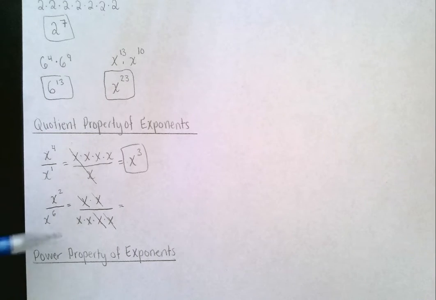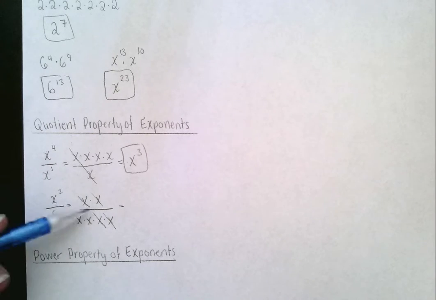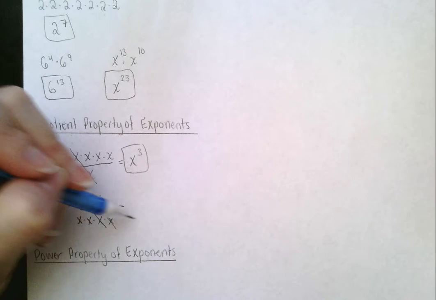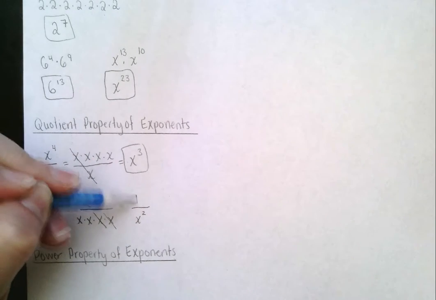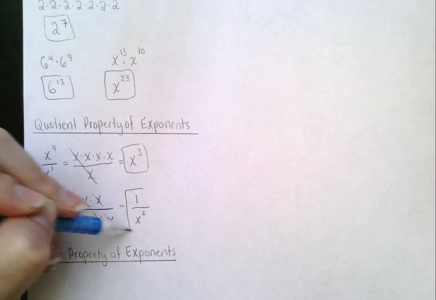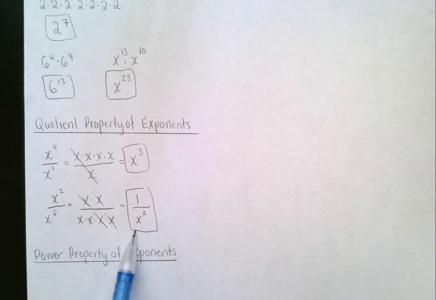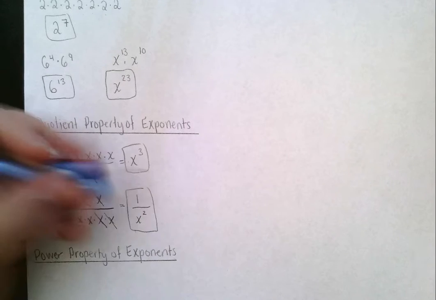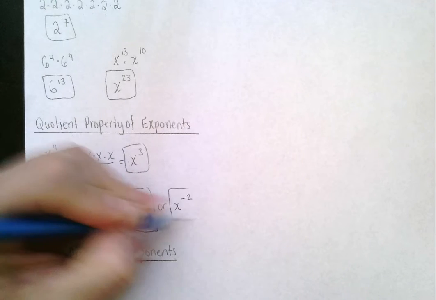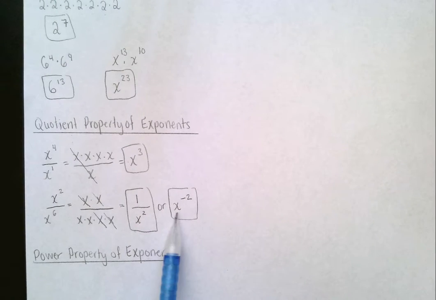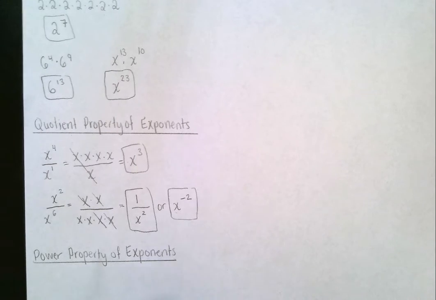And so now what I really have left is there's no more x's on top. They were both canceled, but I still have 2 x's on bottom. And so on the top, I would just put the number 1. Another way to write this, since the x squared is on the bottom, I could write this as x to the negative 2nd power. Negative exponents just mean that you put that number on the bottom, or you flip it.